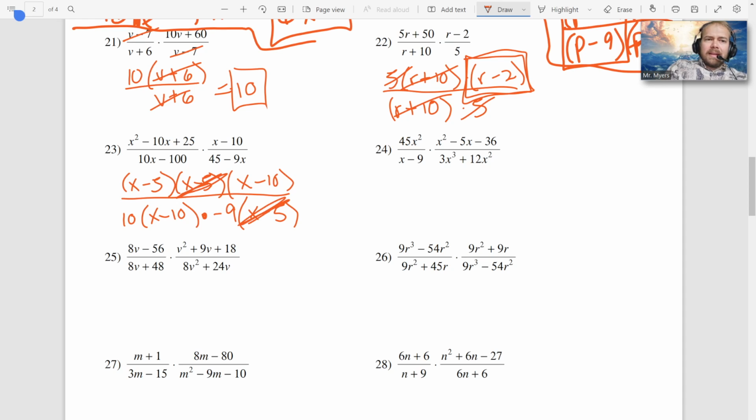1 and 1 cancel. I can't cancel both, only 1 for 1. Right, so then I get my answer. I've got x minus 5 over 10 times -9 is -19.